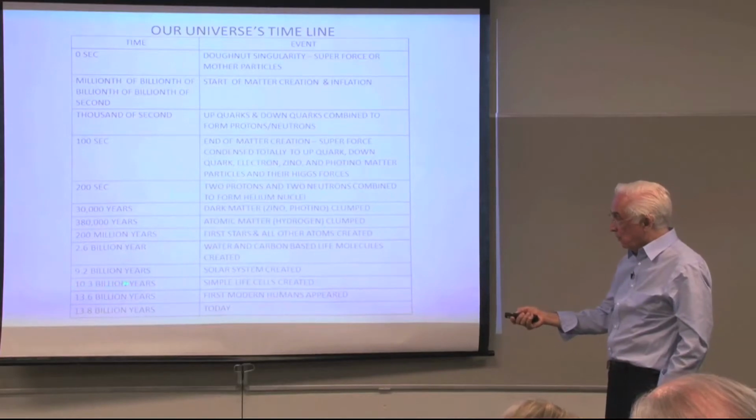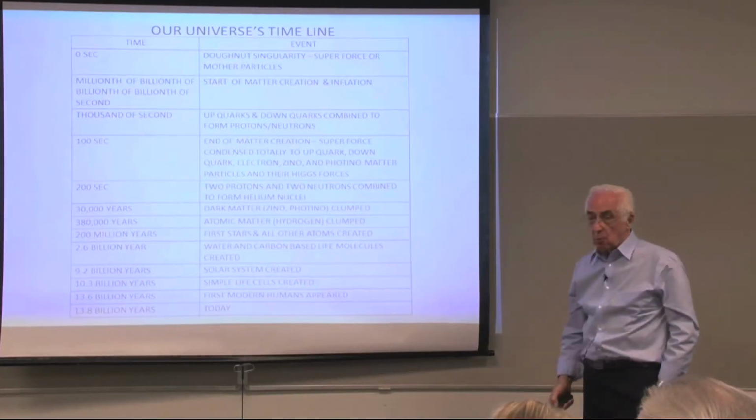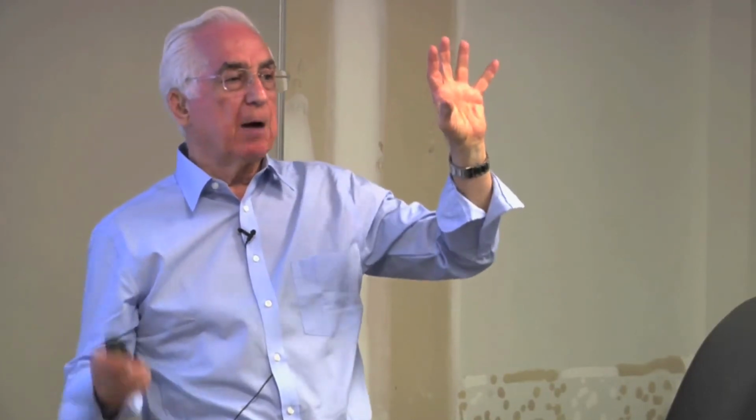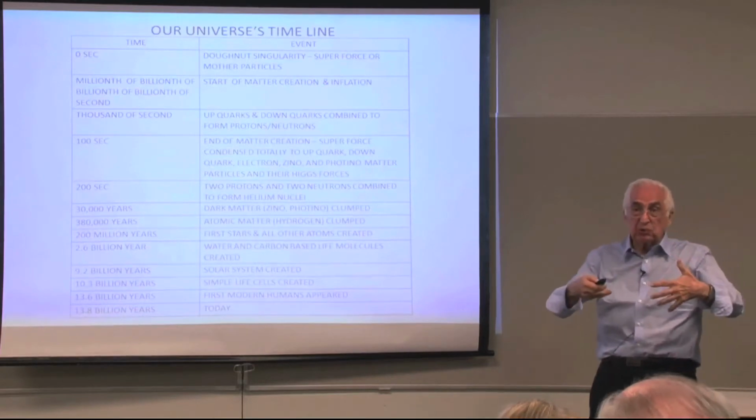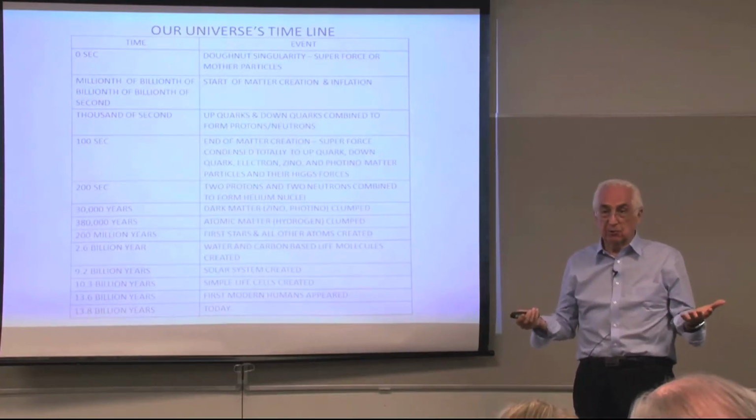At 10.3 billion years after the Big Bang, simple life cells were created. When the Earth was created, it contained neither water nor carbon-based molecules. The water came to the Earth from these comets. The comets bombarded the Earth, and that's where the oceans came from. The carbon-based molecules came in from asteroids, which also bombarded the Earth.